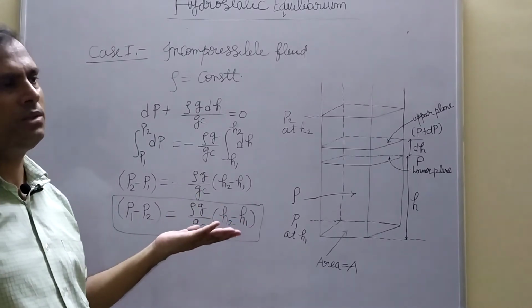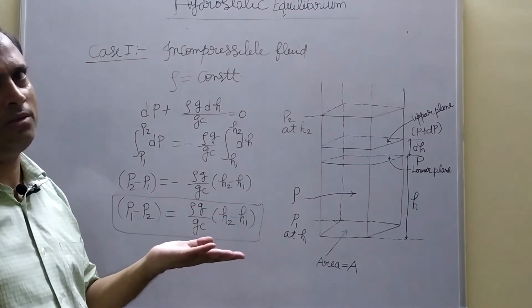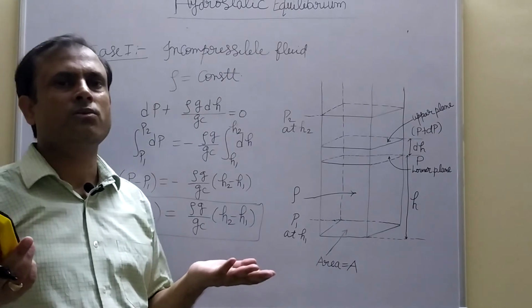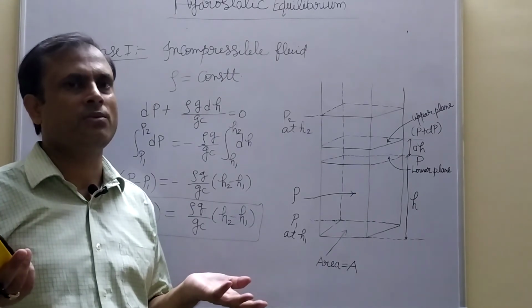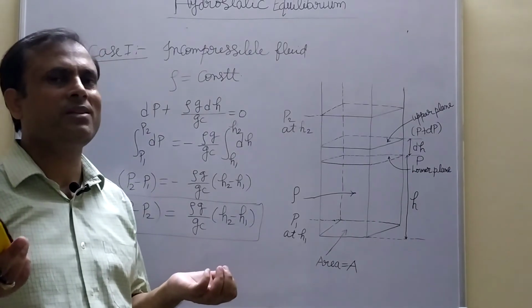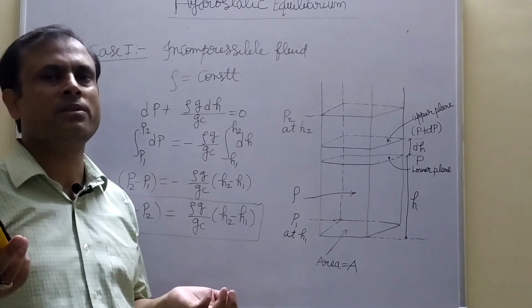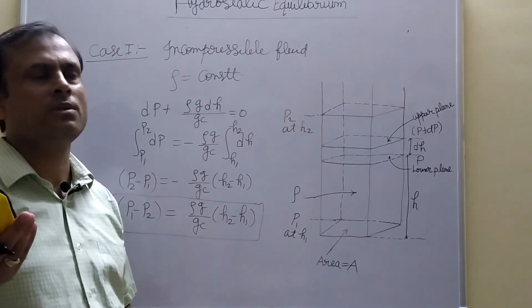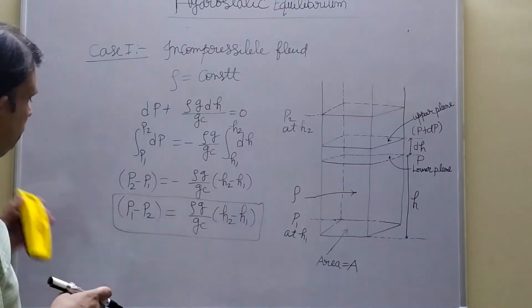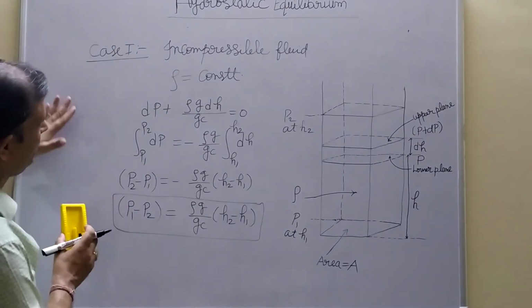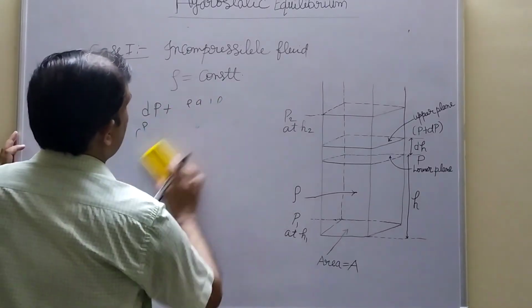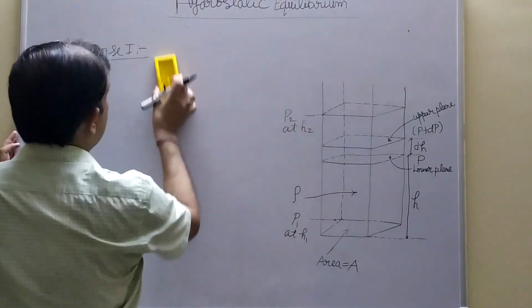Suppose we are on Earth's surface, so there the pressure will be high, and if we reach the mountains, the pressure decreases. Due to that reason, people generally feel bleeding from the nose, etc. So this is the first case, and in the second case we will consider compressible fluid.